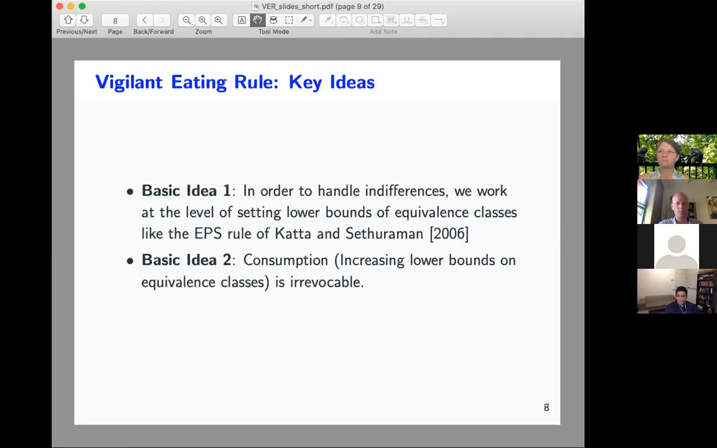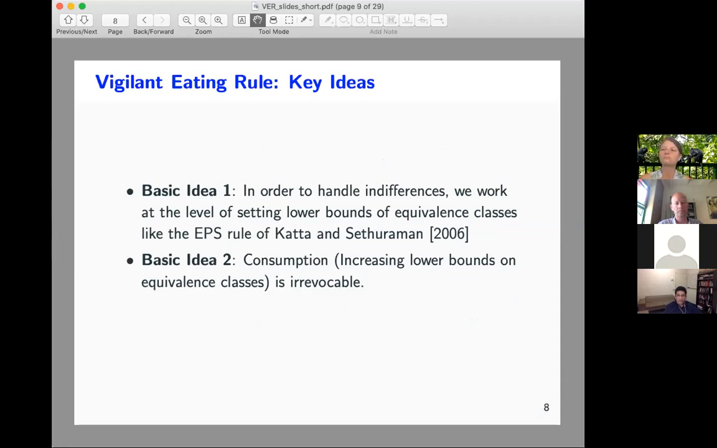So I've mentioned a few nice things, or I've tried to sell this rule a bit. What exactly is the rule? Well, I will not give you a pseudocode or a formal description of this algorithm, but I will try to give you some intuition behind the rule. So the first basic idea that we use is borrowed directly from a paper by Katta and Sethuraman, which is inspired to handle indifferences in the preferences.